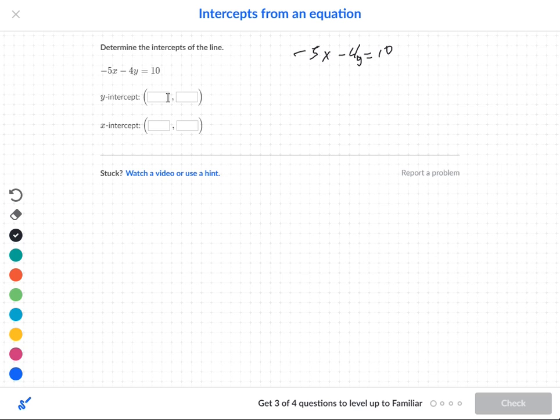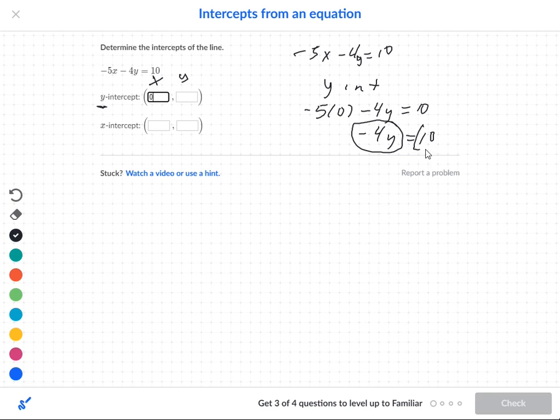So if we want to do the y-intercept, we want the x to become 0. So we want this x to be 0 because you're only talking about the y, you're not talking about the x. So for my y-intercept, I would say negative 5, this x now becomes 0, minus 4y is equal to 10. Do the multiplication, so we have negative 4y is equal to 10.